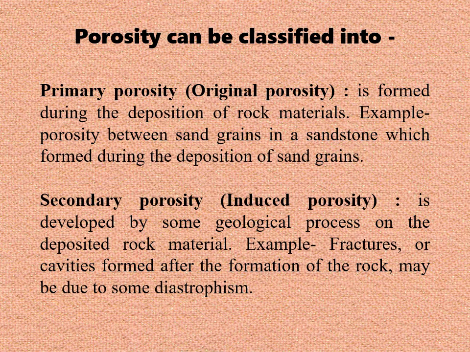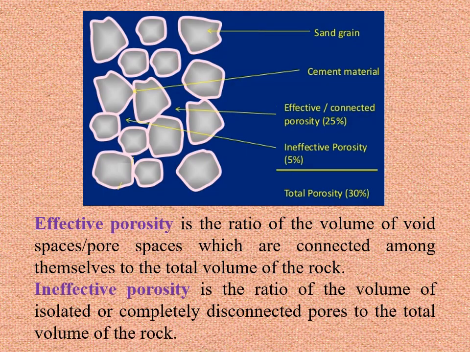So those fractures or those empty spaces are generated after the formation of the rock during any diastrophic event. So those kinds of pore spaces are known as secondary pores, and the porosity is known as secondary porosity or induced porosity. Now there is another division of porosity that is known as effective porosity and ineffective porosity.